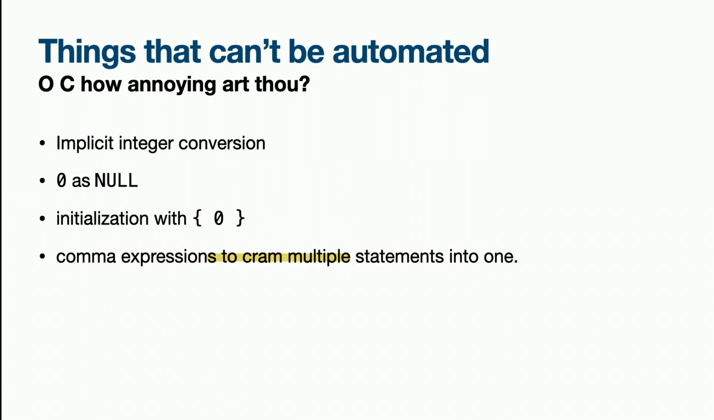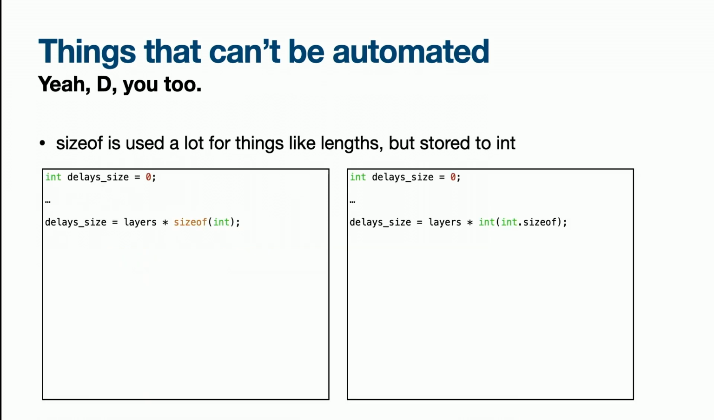We have to change that to an init statement, like equals the type.init. Comma expressions. I'll show you that in a minute here. And D also has some annoying things. Like size of int times layers, D is like, wait, that might be a 64-bit number. It's not. So I just have to tell it, no, that's actually an int, size of int. Those kinds of things you just have to fix up.